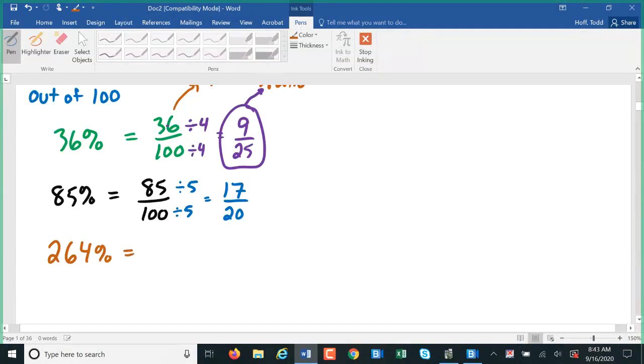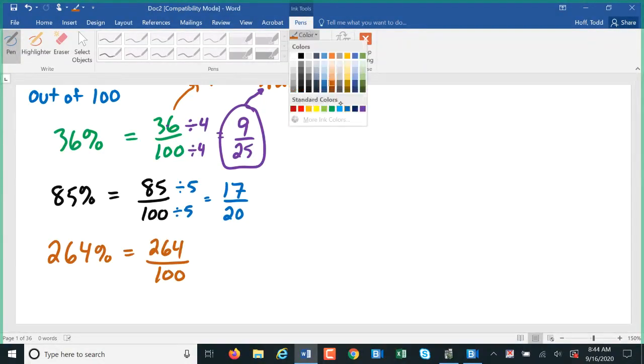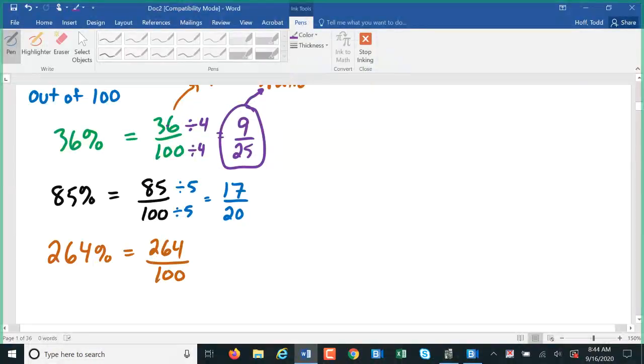We may have something like 264%. First thing we notice, by the way, is that that is bigger than 100%. 100% is a whole thing, the whole amount, or 1. So this being bigger than 100% is going to be bigger than 1. It still, however, is just out of 100. 264% is 264 out of 100. Now, as we mentioned, this is bigger than 1. It's an improper fraction. So we're going to have to, at some point, split it up into a mixed number. To me, it's easiest to do that now because dividing by 100 is pretty simple to do.